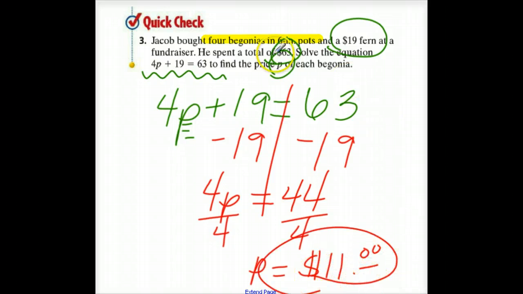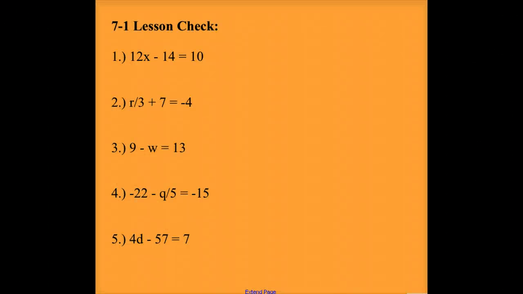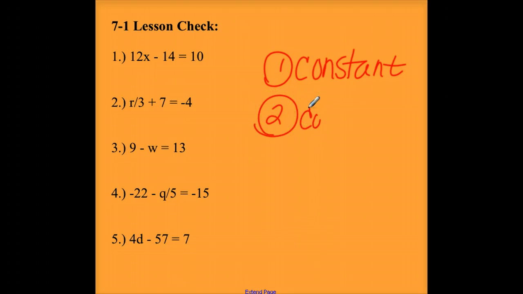When you put 11 back into the equation, 4 times 11 is $44, plus the $19 fern equals the $63 he spent. Alright, here's your lesson check problems. There are 5. These are two-step equations. Remember to first eliminate the constant. Second, eliminate the coefficients, which are numbers attached to variables. And then third, you can always check your answer.